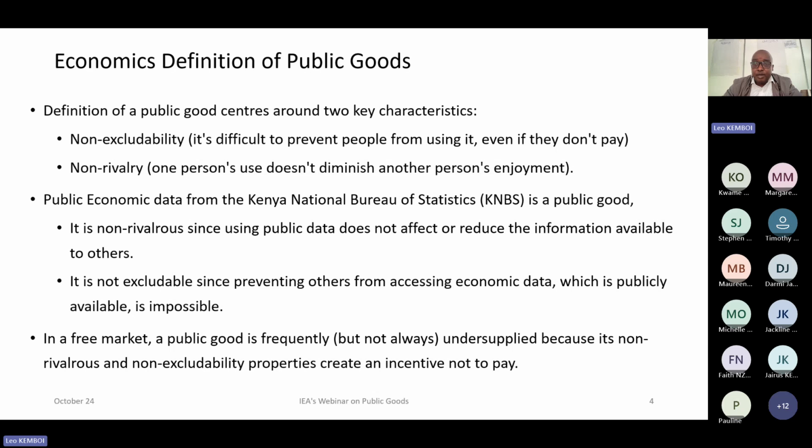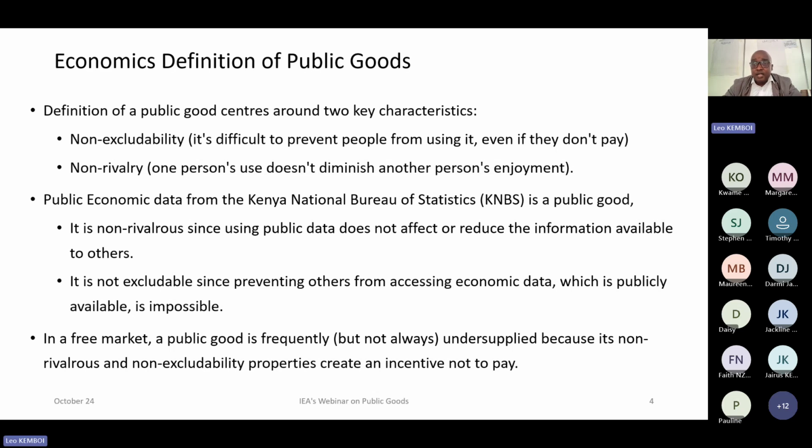Publicly available data from the Kenya National Bureau of Statistics is a public good. It is non-rivalrous: public data does not affect or reduce information available to others. It is non-excludable: it's difficult to prevent others from accessing that data because it's publicly available.